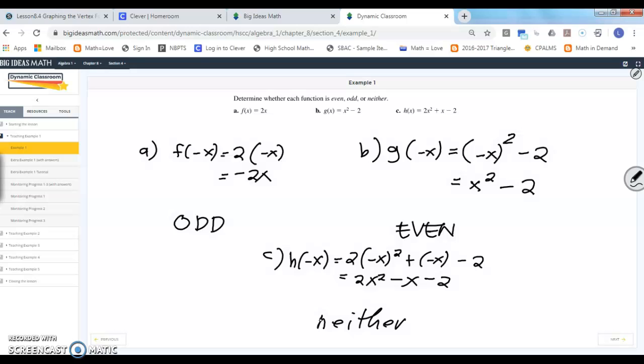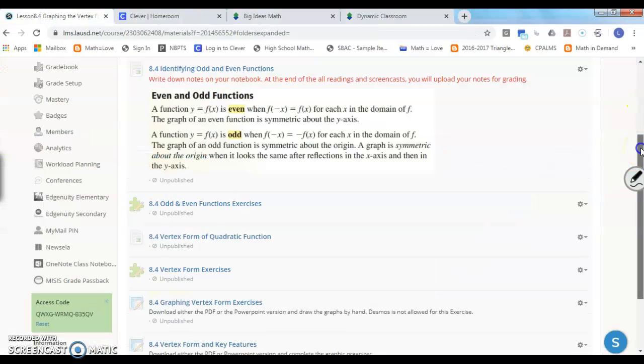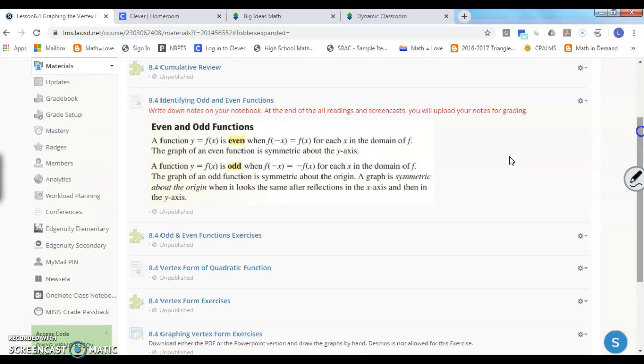So I do hope that those examples helped you learn how to differentiate odd and even functions. Go ahead and do the exercises right after the notes and videos that you saw. So do the odd and even functions exercises, and then later on come back here for another screencast on how to graph the vertex form of quadratic functions.